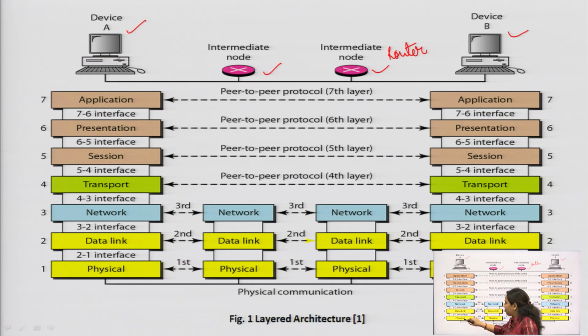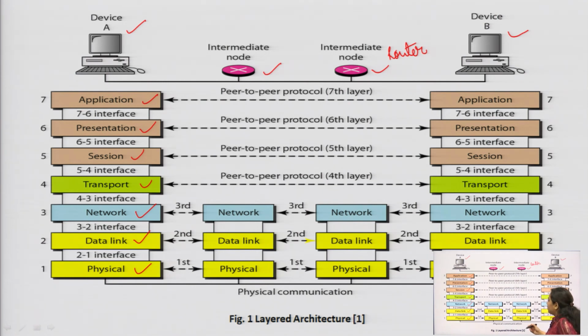First layer is the physical layer, second is data link, third layer is the network layer, fourth is transport, session layer, presentation and application. So, as you can see that there are 7 layers, same present at the device A and same present at the receiver side or the device B, which is the receiver. So, this is transmitter, this is receiver.